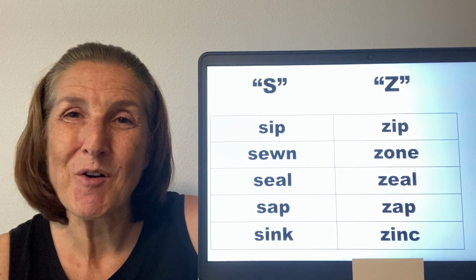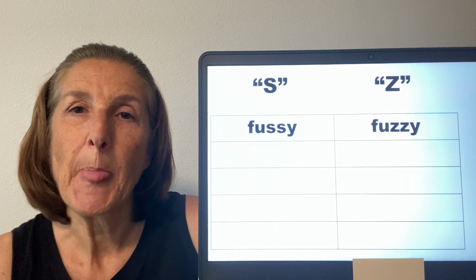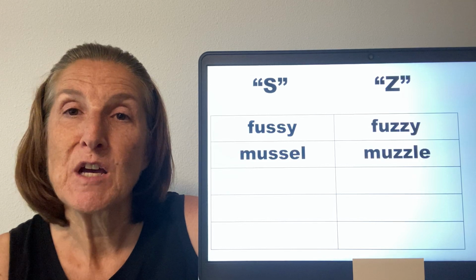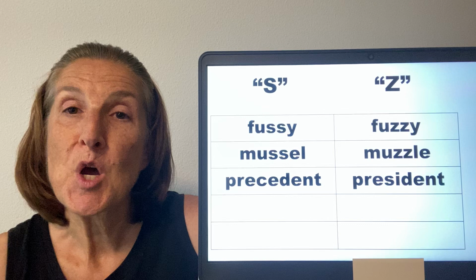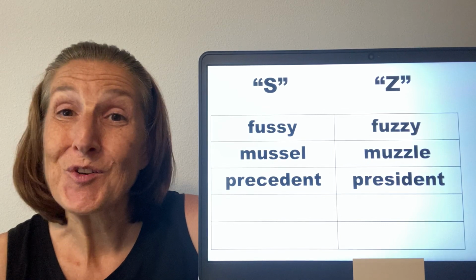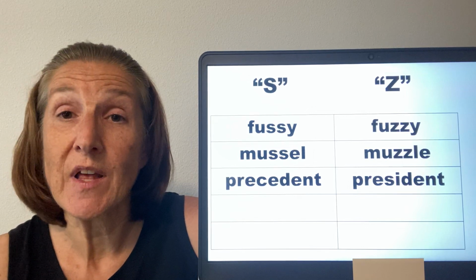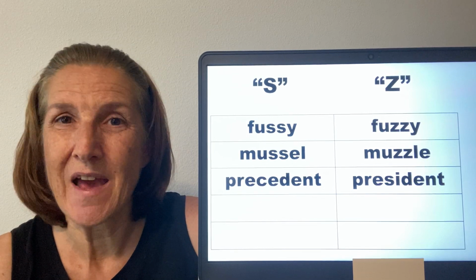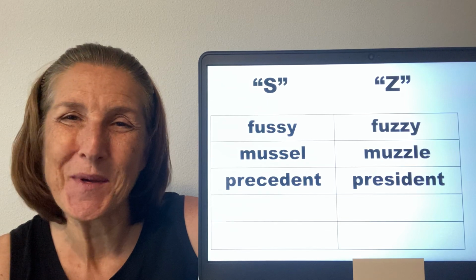So let's look now at lists of words where this sound comes in the middle. Fussy, fuzzy, muscle, muzzle, precedent, president. Now notice in these words that the S sound is with the letter C and the Z sound is actually made with an S. And we'll look at these instances in our second video in this series.